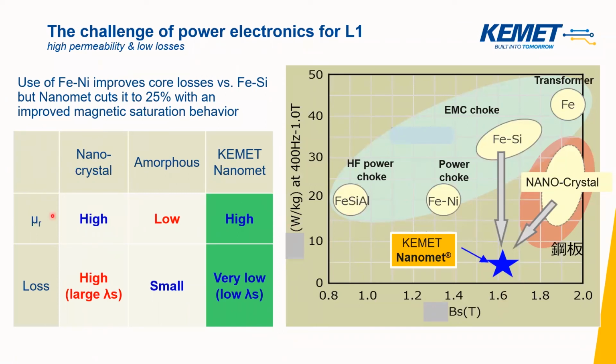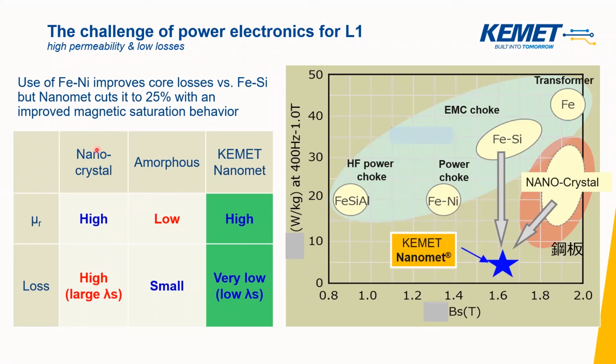And so if we happen to summarize nanocrystal, amorphous, and nanomet, this is why our focus for power inductors in the future is going to be with the nanomet material, because we don't have high losses, we have high permeability, and we also have high saturation. Lambda S here is the magnetostriction constant, which is an indicative of how easily the material can really saturate. And this is why this would be an interesting product to watch out for in the future.